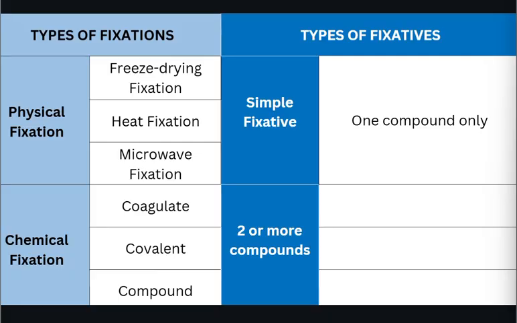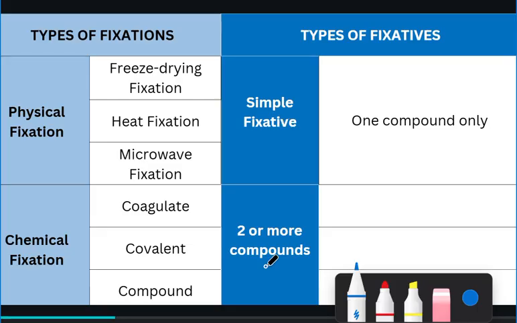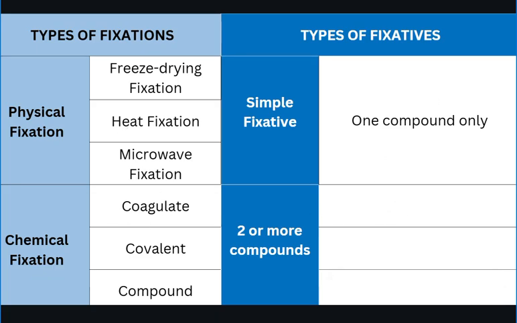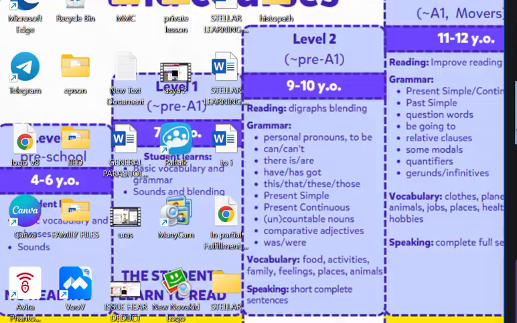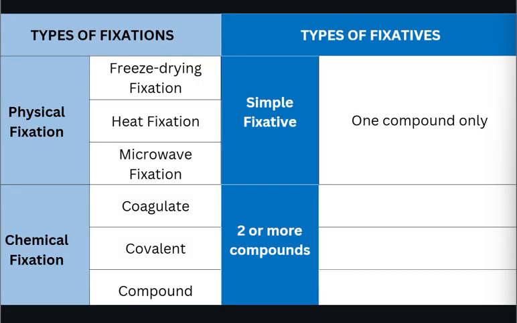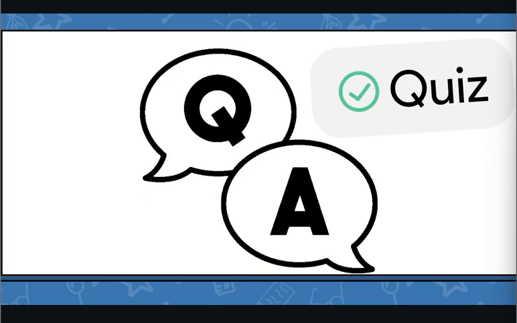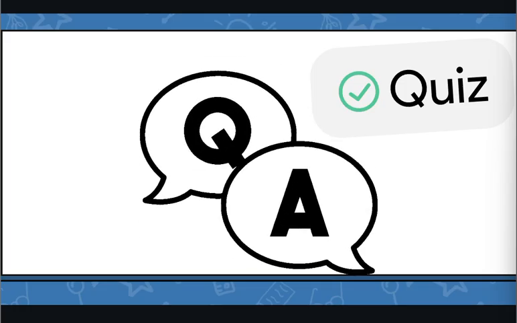So here, class, we have different types of fixation. We have physical, chemical, simple, and compound. Okay, like here, drying is physical. Just please take note of this one. Okay, so that will be the end of our fixation, but not all. That will be only part one of our fixation.